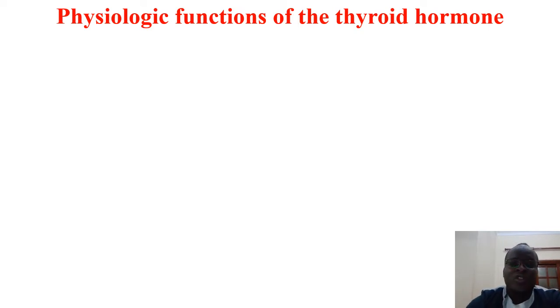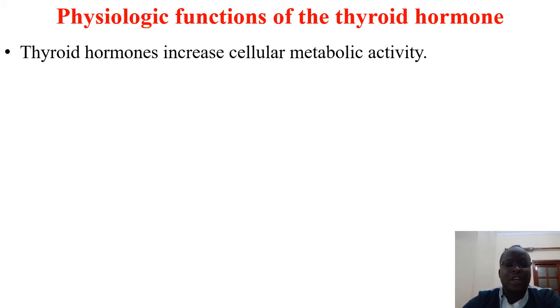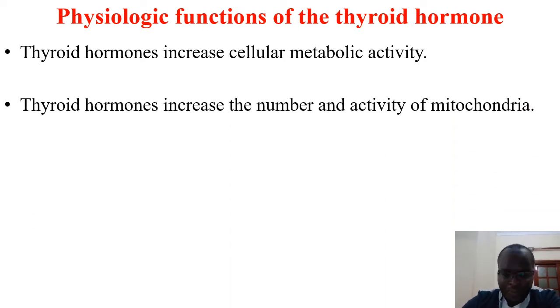What are the physiological functions of thyroid hormones? What do they do to the cells? The thyroid hormones will increase the cellular metabolic activity. That's why they are referred to as metabolic hormones, because they are going to increase the production of ATP, increase the production of enzymes that are involved in metabolism, and increase the sodium potassium ATPase pump. So the metabolism of the cells is going to increase.